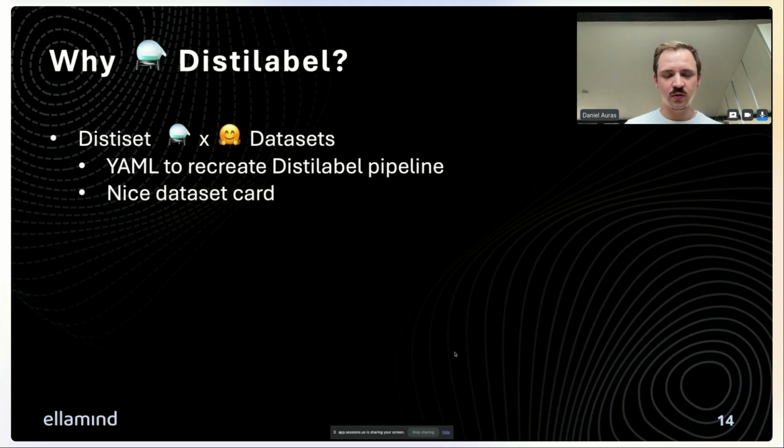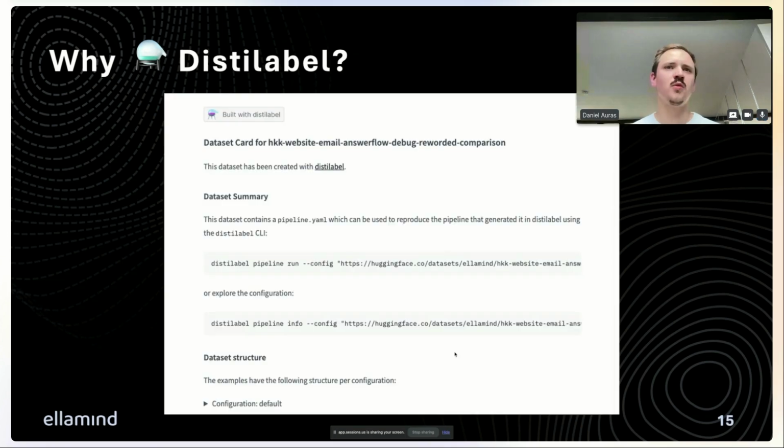This was very important to us because we experimented a lot with prompts and parameters in our synthetic data generation, and we always wanted these experiments to be recreatable. These distisets come with nice dataset cards, which give you instructions for how to recreate and run these pipelines. For this, you can use the Distillable CLI or also call this from within a Python script.